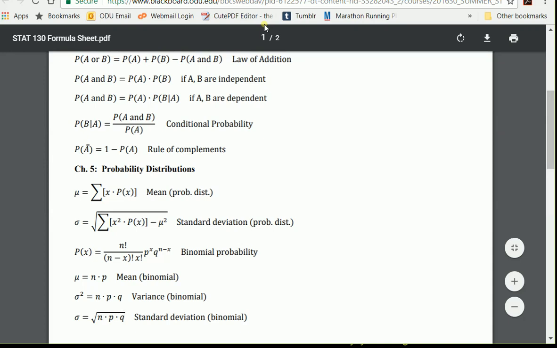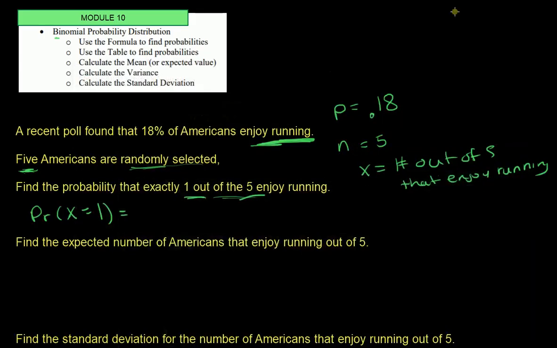There it is, right here. Okay, n factorial over n minus x factorial, x factorial, p to the x, q to the n minus x. So we need to know how to use that. I can guarantee you on your test that you're going to have one problem that uses the formula and another problem that uses the table. So you need to know how to do both. Okay, so the formula, I'm just going to rewrite it here, is n factorial over n minus x factorial times x factorial, times p to the x, q to the n minus x.